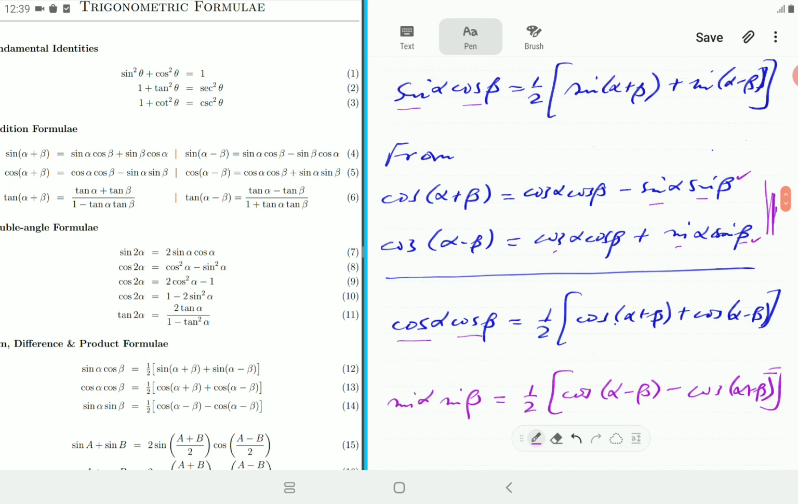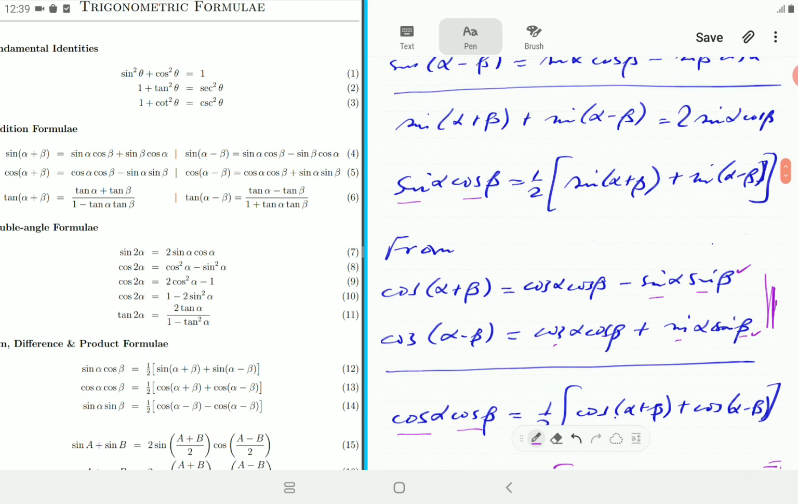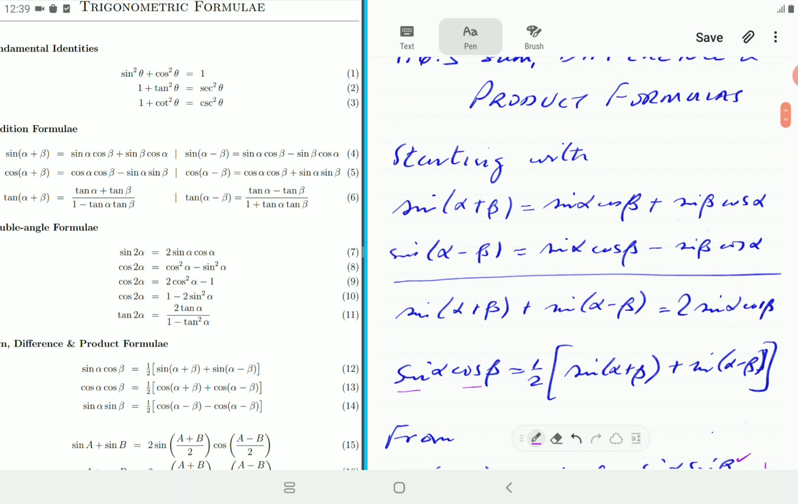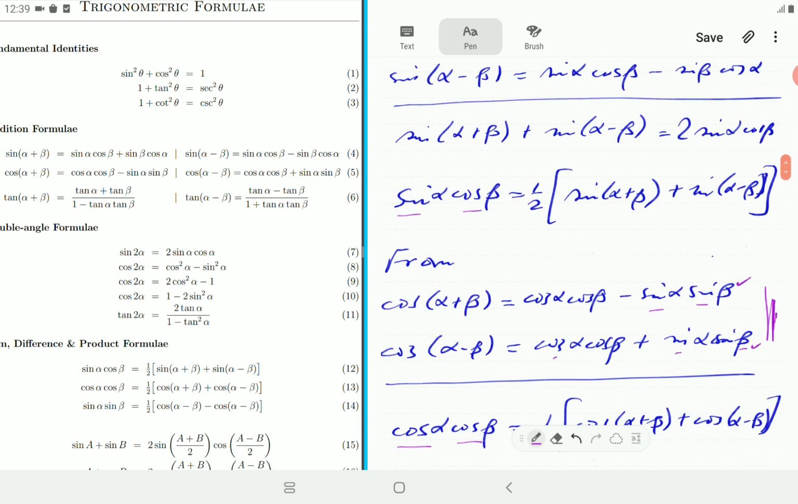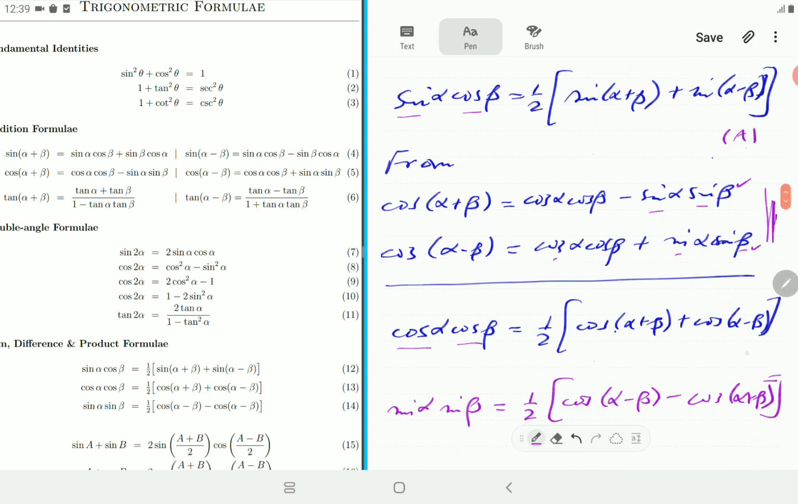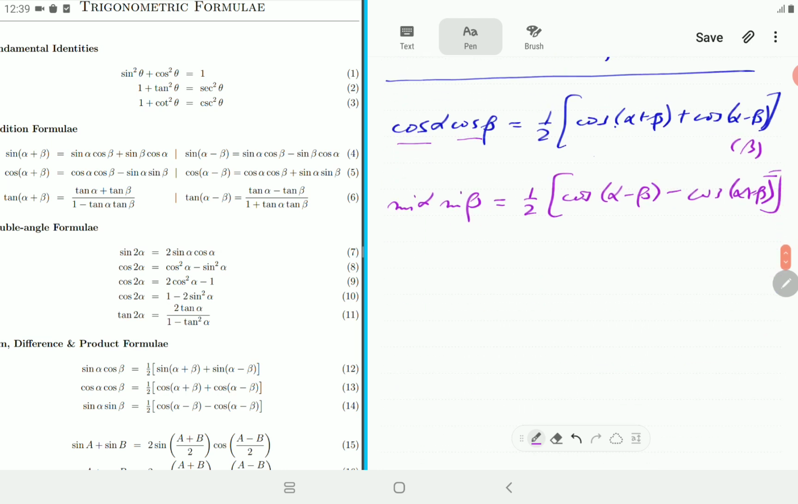Okay, just for the sake of this video, let's call this one A, and this one B, and this one C. So these formulas enable us to go from product to sum or difference. Next, we're going to derive formulas using A, B, and C, which will take us from a sum to a product.